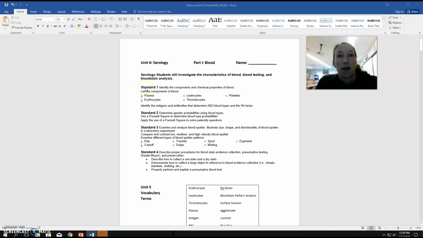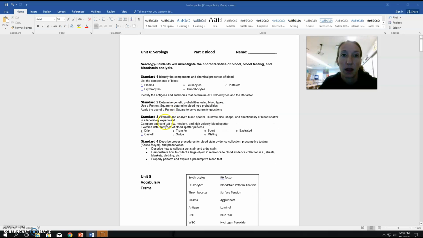So first off, you can see standard 1, 2, 3, and 4. I'd make sure you look through those and that you can identify the components and chemical properties of blood. What are these items? What are they called? What's the scientific name? What do they look like? Okay. Same thing with genetic probabilities. You know how to do a Punnett square.